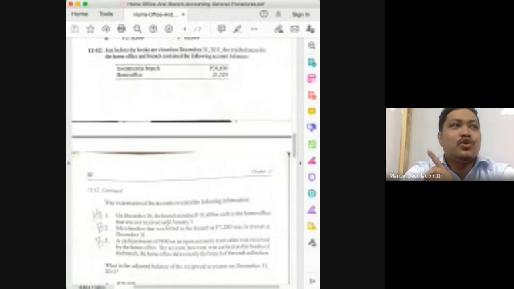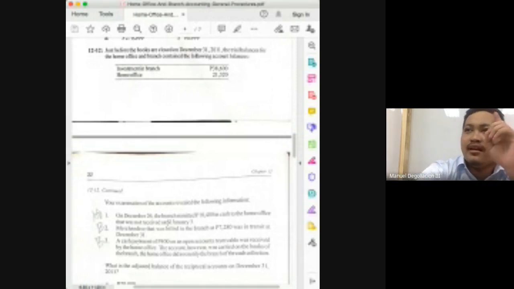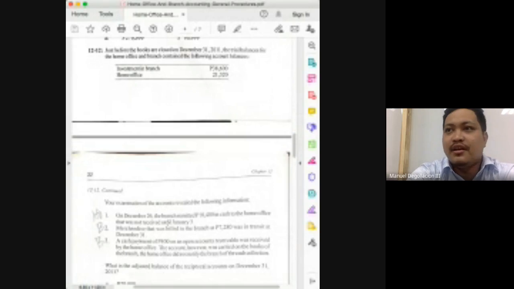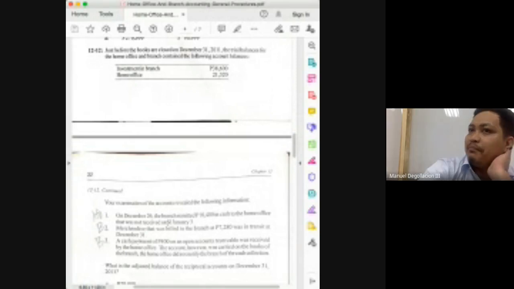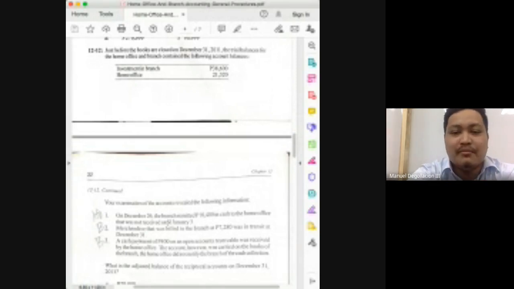Okay, so again, who was able to prepare an entry? Branch. Okay, who was not able to prepare an entry? Home office. But should the home office have prepared an entry? Yes. Okay, but first, what do you think was the entry prepared by the branch? What kind of transaction is this? Withdrawal. Okay, so what do you think would be the entry? Debit, home office, and credit, cash.